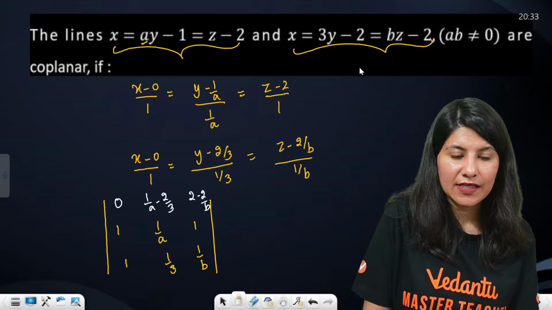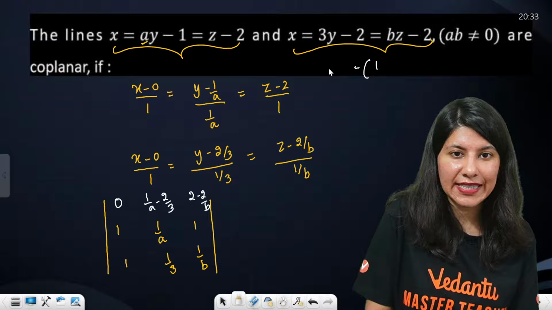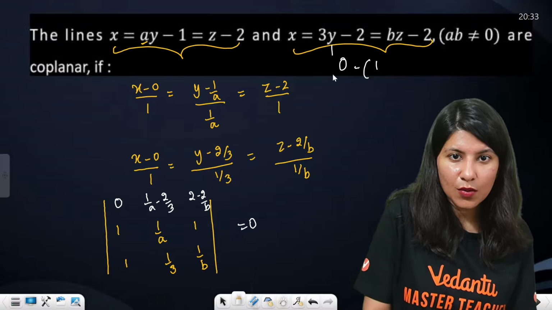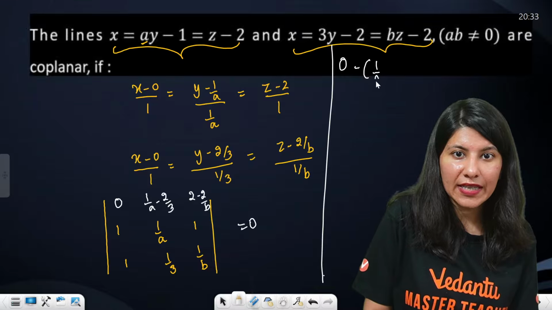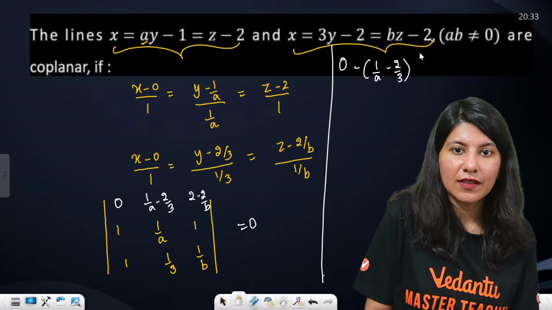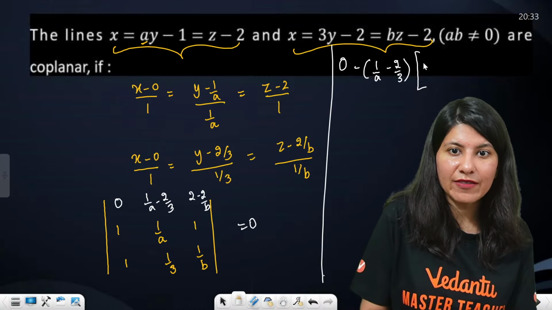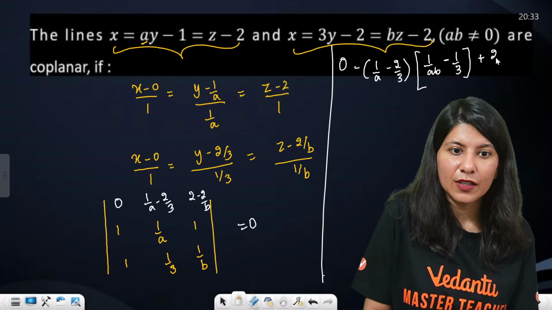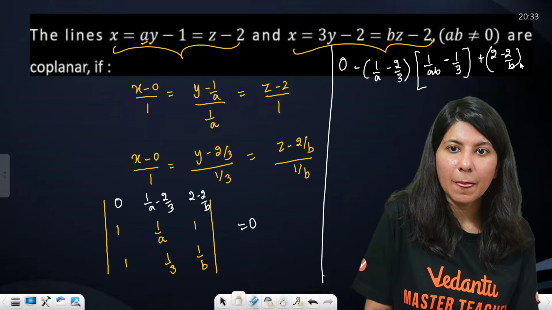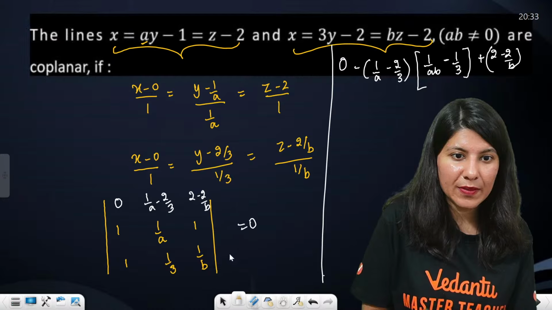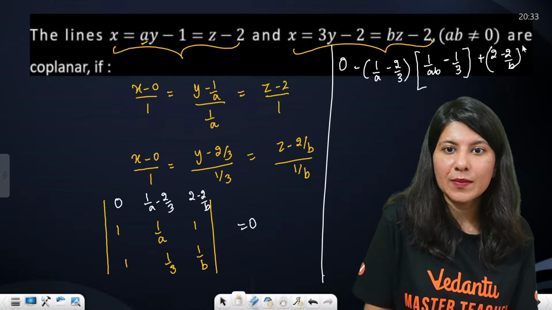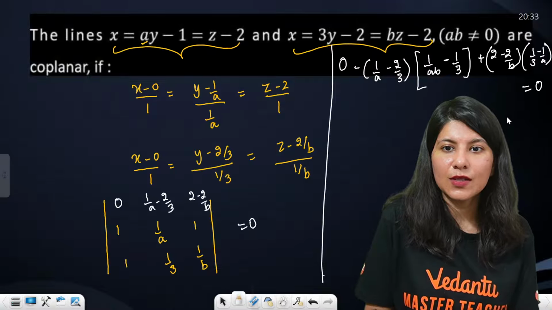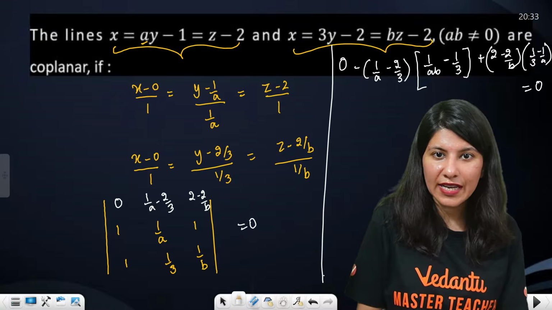So this is minus of basically and this is 0, correct? Now start expanding. So 0 minus 1 by a minus 2 by 3, and here you are going to have 1 upon ab minus 1 by 3 plus by b, right? 2 minus 2 by b is equal to 1 by 3 minus 1 by a. This is equal to 0.